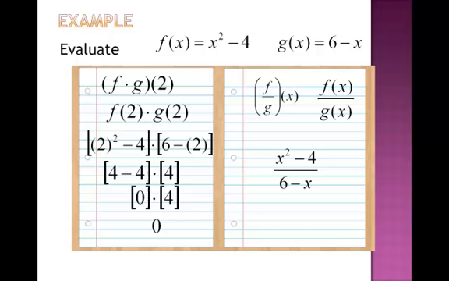The domain of f is all real numbers, and the domain of g is again all real numbers. So the domain of this one, I would start by assuming that I could use all real numbers. But I also have to be careful. I don't want my bottom function to ever equal 0. Well, it looks like it will equal 0 if I try and use x equals 6. So I'm going to throw x equals 6 out of my domain. And instead, I'll say that the domain of this new function is all real numbers except for when x equals 6.